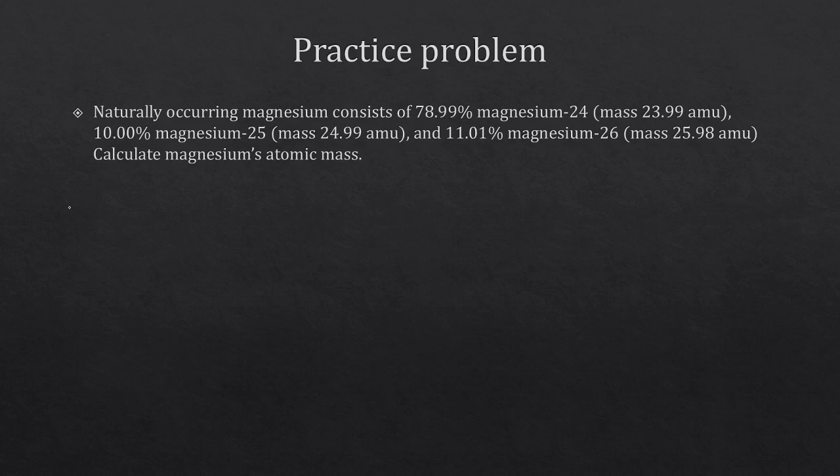Okay, let's take a look. So we want to do our atomic mass for magnesium. First, we have 0.7899 as the fraction of our magnesium that's magnesium-24, and it has a mass of 23.99 AMUs.